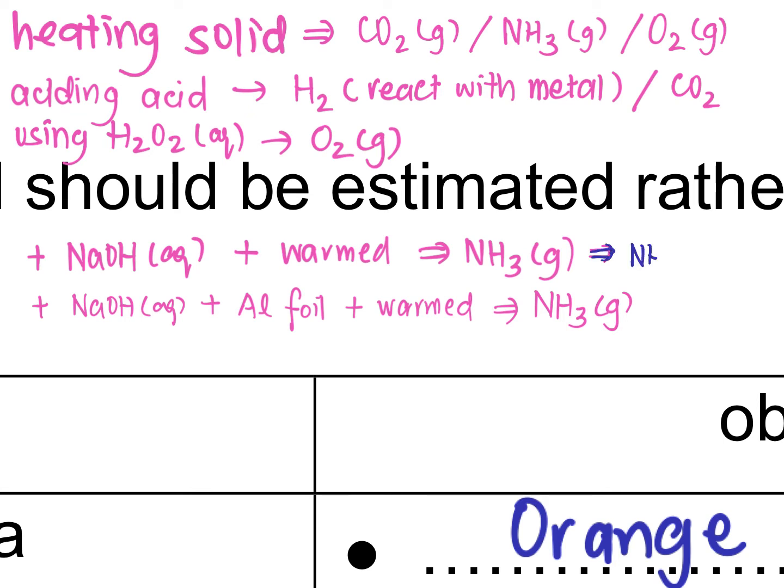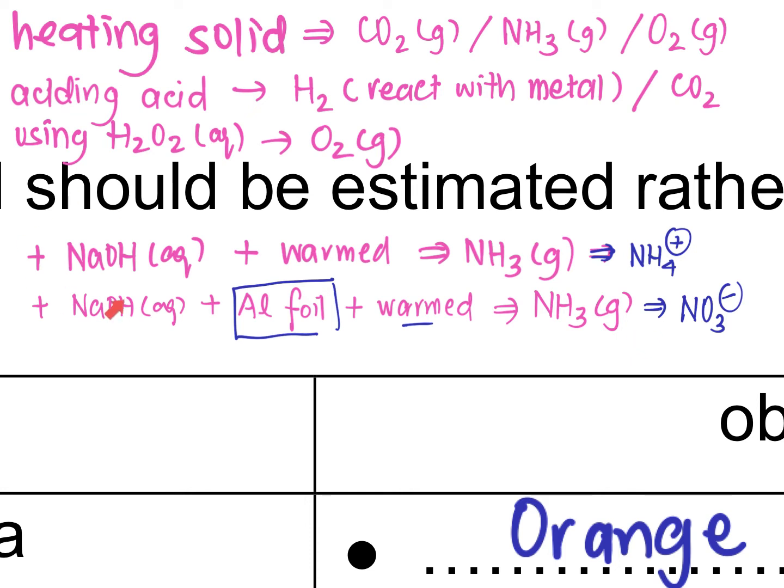This means your ammonium ion is present. But if you're adding aluminium foil and then you warm it and you get ammonia gas, then you're testing for nitrate ion. So the two tests look identical. It's just that only with the presence of your aluminium foil and you have the positive test for ammonia gas, then you can conclude it's nitrate ion present.